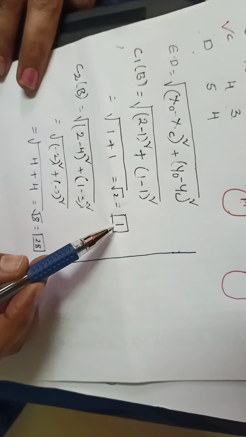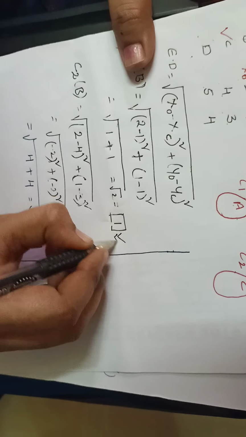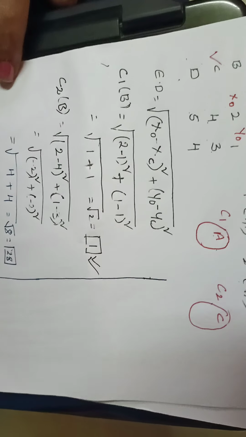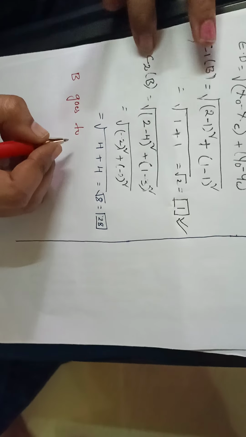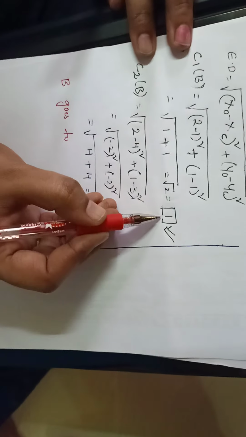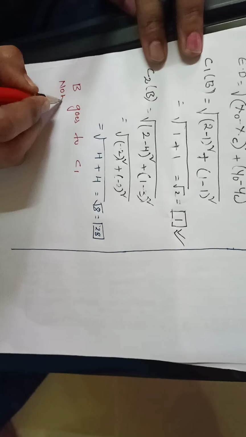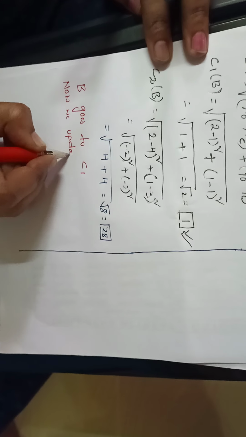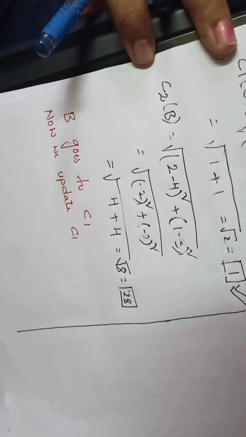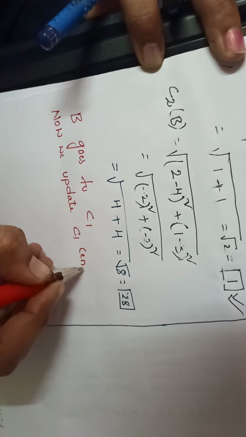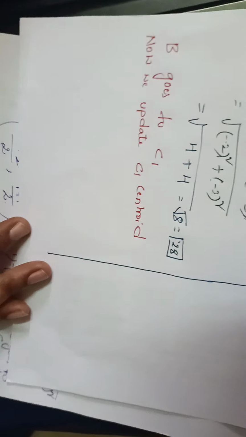Now which one is smaller? Cluster 1 is smaller. So B goes to which cluster, C1 or C2? It already has the minimum distance with C1, so B goes to C1. Now we update the C1 centroid.